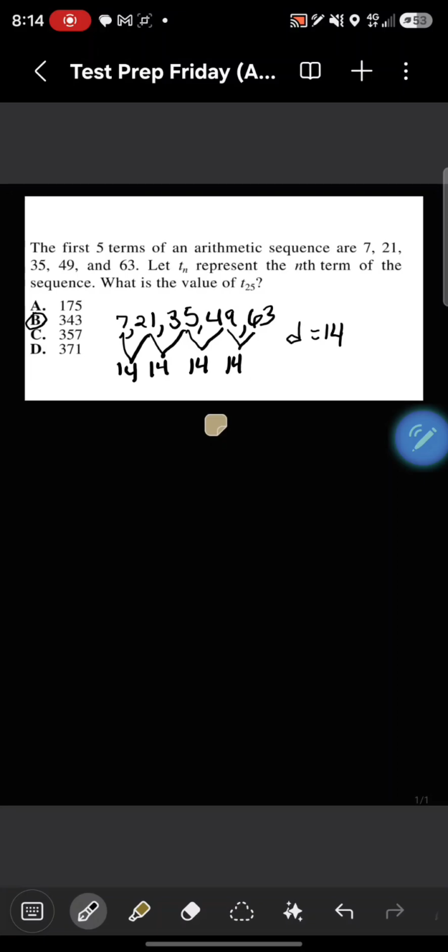is B. Remember, everything is mathematics.